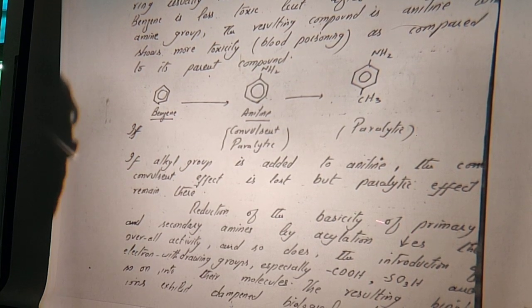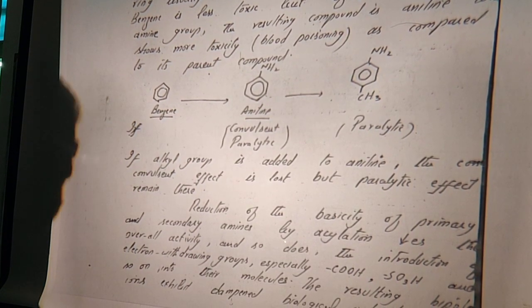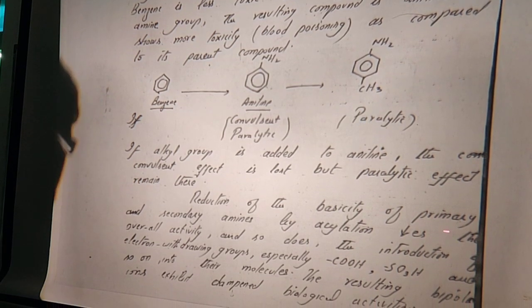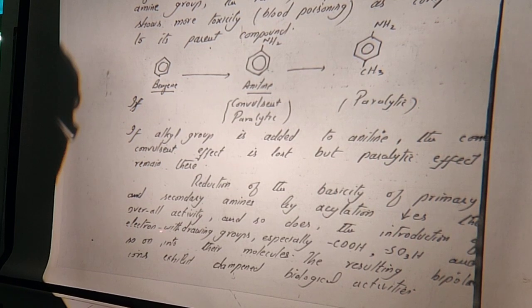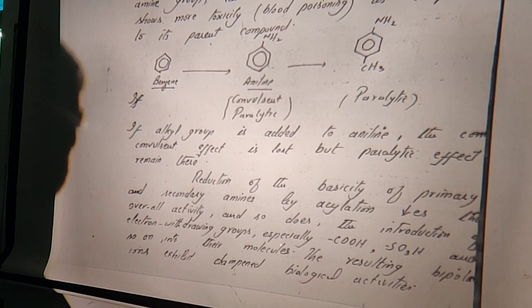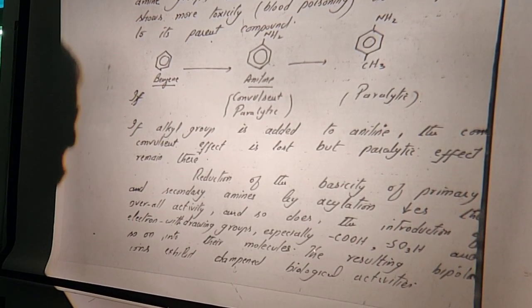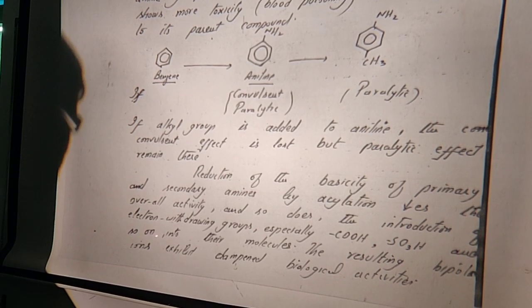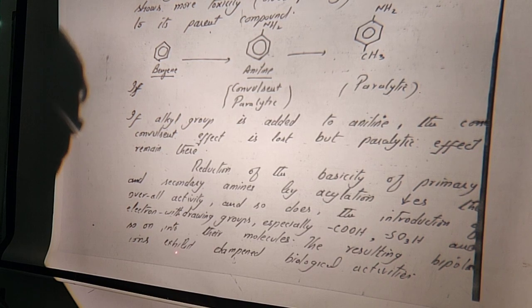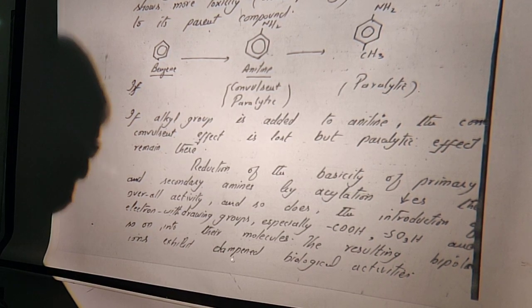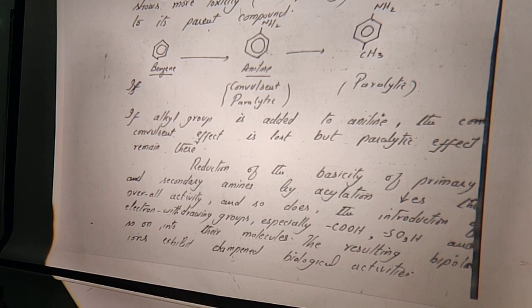Reduction of the basicity of the primary and secondary amine by acylation decreases the overall activity, and so does the introduction of an electron withdrawing group, especially carboxylic acid, sulfonic acid, and so on, into their molecule. The resulting bipolar ion exhibits depressed biological activity.